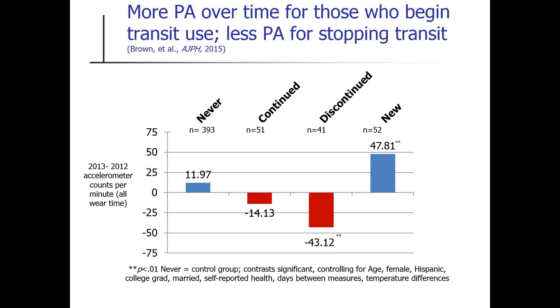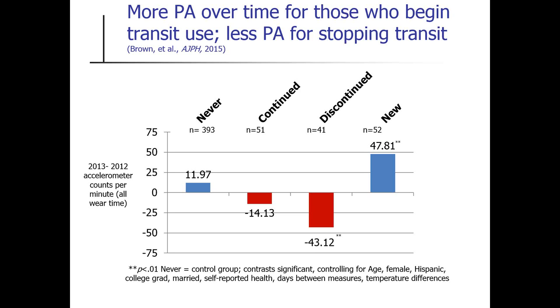And this is just one peek at our results. We looked at those who changed their transit use over time or didn't ever change their transit use. And these are changes in the accelerometer counts per minute over time. So you can see that people who never used transit didn't really change from one year to the next the amount of activity they engaged in. Same with continued, as you'd expect. They haven't changed their transit use, so it's pretty constant.